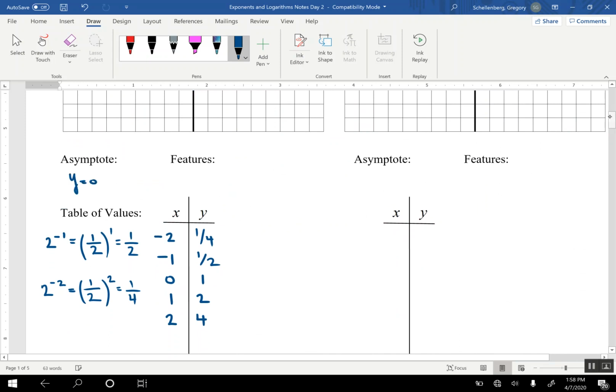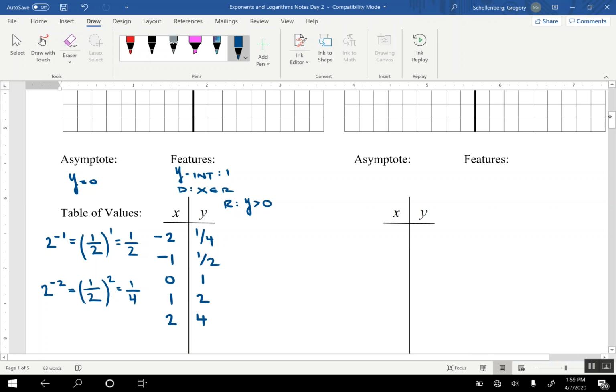And what are some other features of this graph? Well, it's got a y-intercept of 1. Y-intercept is 1. The domain, well, this function is defined for all values of x. So we'll say that the domain, x is an element of the set of real numbers. And the range, you can see that values of y that are just greater than 0. Not greater than or equal to, just greater than.